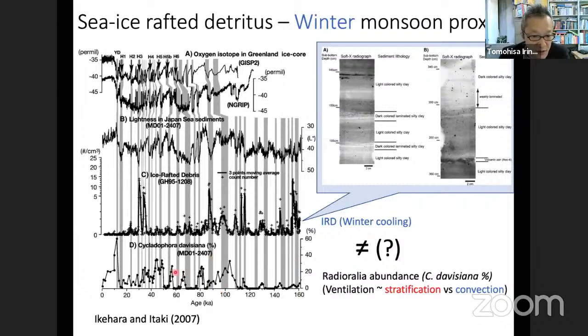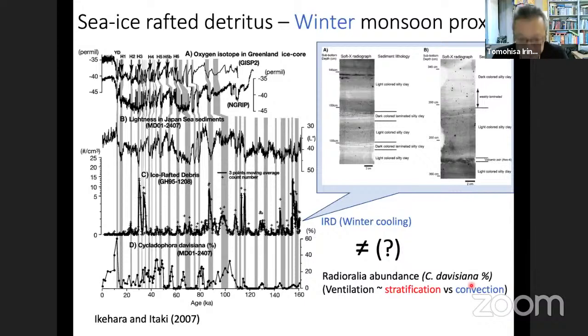They are typically relatively high during stage 3 and later stage 5. But the IRD signal, or winter cooling signal, is not necessarily the same as the radiolarian ventilation signal. Probably the ventilation itself is controlled by the balance between the strength of stratification and the convection. So stratification may be controlled by the freshwater supply in summer, and convection strength may be controlled by the winter cooling.